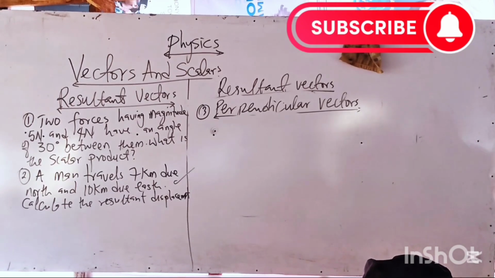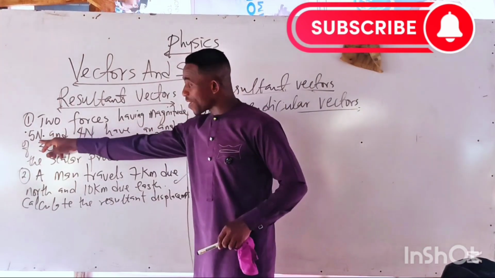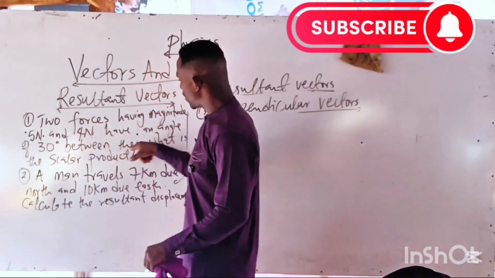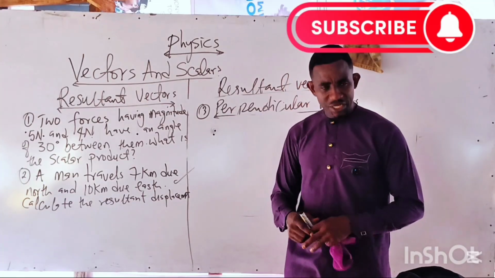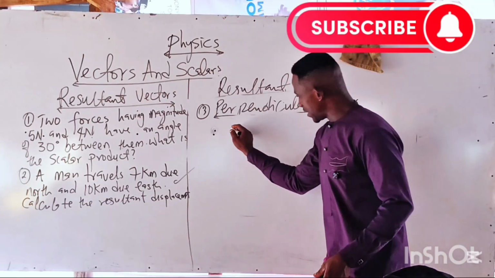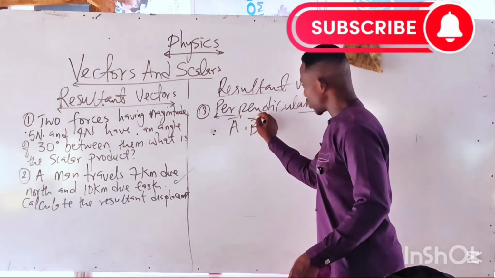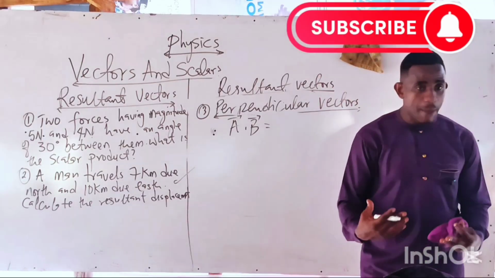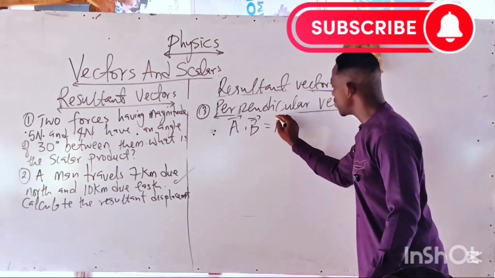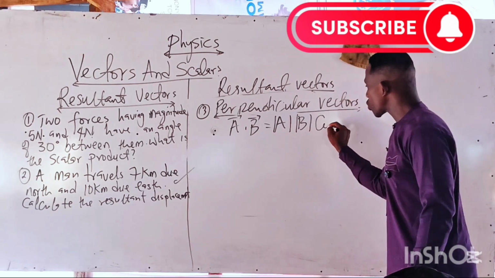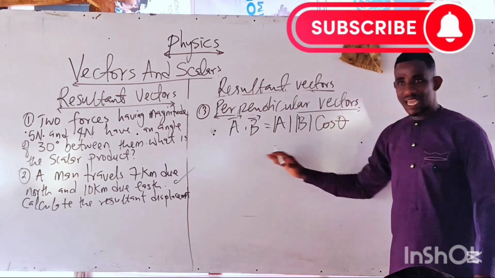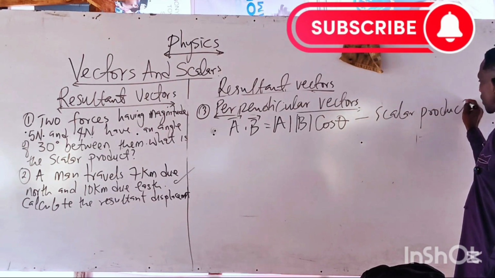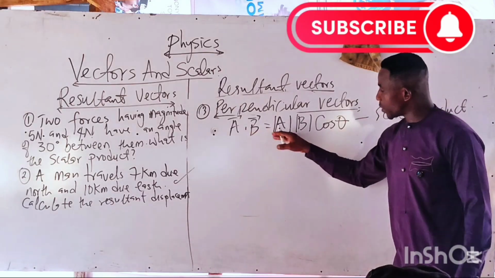All right. So the question says two forces having magnitude 5 Newton and 4 Newton have an angle of 30 degrees between them. What is the scalar product? I told you something about scalar product here. A dot B is scalar product, but we have another way of addressing scalar product, which means we have magnitude of A, magnitude of B, cos theta. This is called scalar product. A dot B is equal to this.